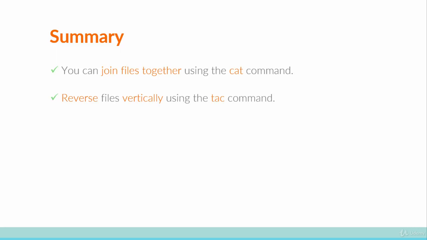You've also seen how you can reverse files vertically using the tac command, and you've also seen how to reverse files horizontally across their lines using the rev command, and using both of those together is a really good way to jumble up your files.